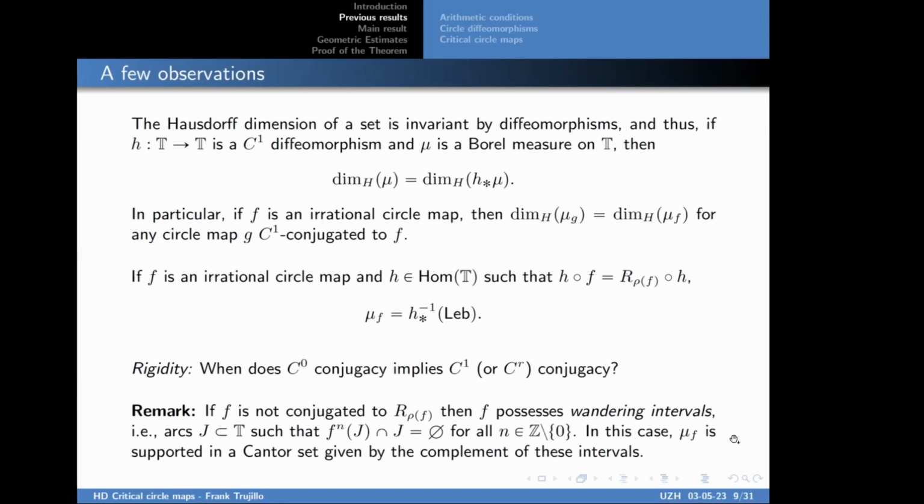Okay, so now I will go through the classical results. What can I say about the invariant measure for circle maps? For this, I will need to recall some arithmetic conditions. As I was telling you, the rotation number is a very important invariant, and arithmetic properties of this number will give me important dynamical information about my map.